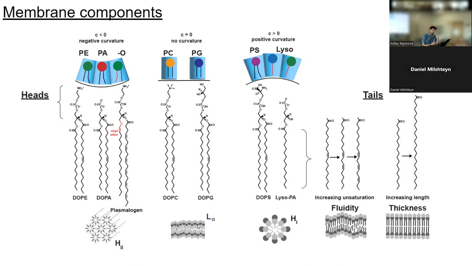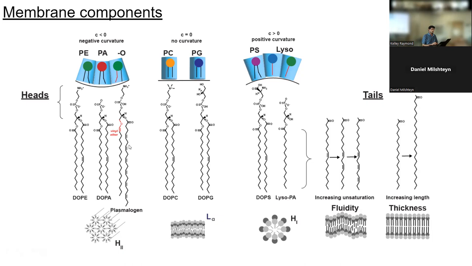However, if you have a head group that's smaller or bigger than the area that the tails take up, those are not going to stack up flatly. They're going to stack up in a way where they're curved and form curvature in the membranes. And if you have enough of these lipids stacked together, they'll start forming these non-lamellar phases that are inverted.